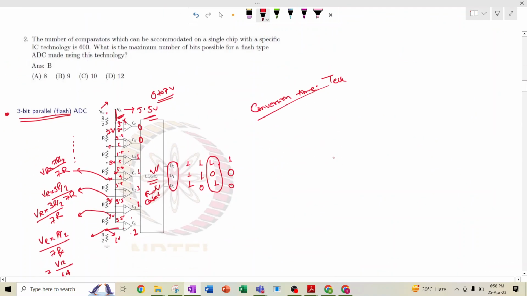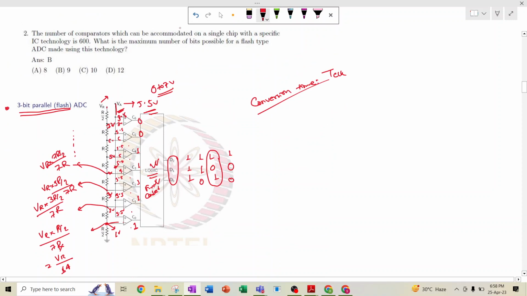Now we are moving to the question. The number of comparators which can be accommodated on a single chip with a specific IC technology is 600. So what is the maximum number of bits possible for a flash type ADC made using this technology? Here we are using 3 bit, so the output is 3-bit binary.